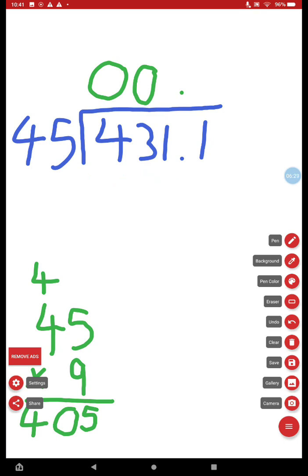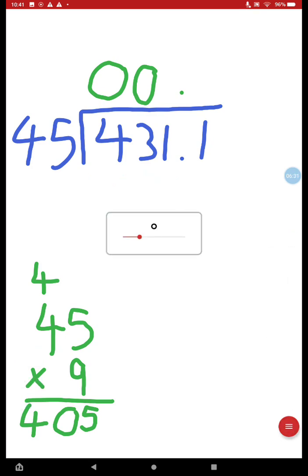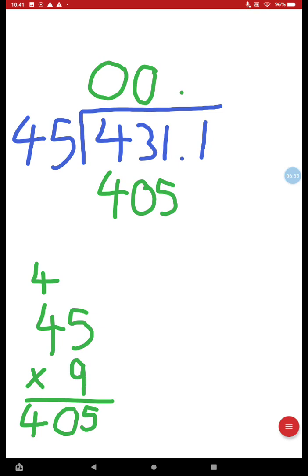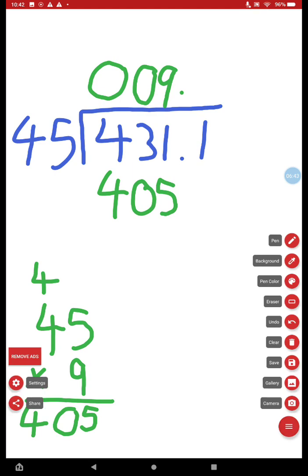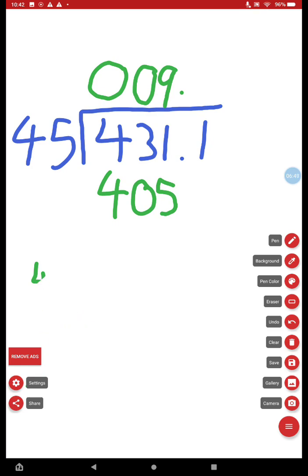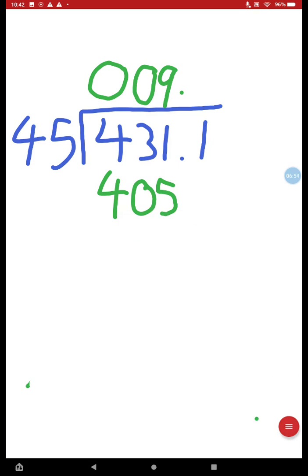So let's erase this line. Let's put our 405 down here, and let's put our 9 up in the quotient. Remember, if you're working on lined paper, this is all off to the side. But since I've just got my little whiteboard, I'm going to erase that. All right, 9 times 45 is 405. Divide, multiply, subtract. 431 subtract 405.